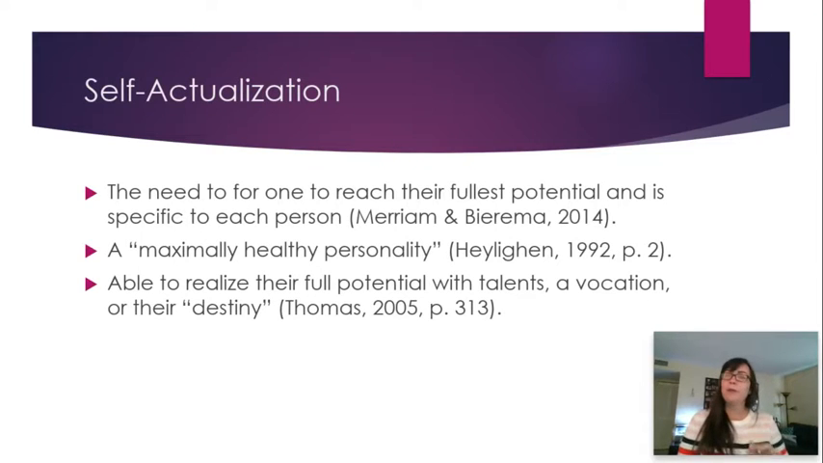Finally, the top of the pyramid is the need for self actualization. This self actualization determined by Maslow was noted by Miriam and Biorema as the need for one to reach their fullest potential, which is specific to each person. This maximally healthy personality is able to realize their full potential with talents, a vocation, or their destiny, as Thomas put it.